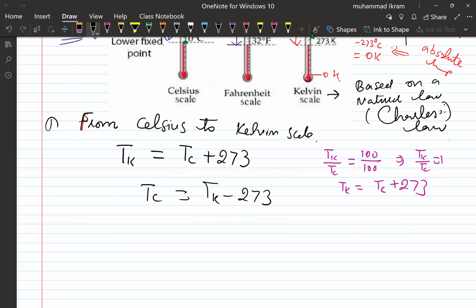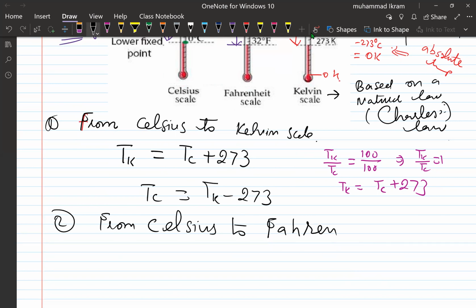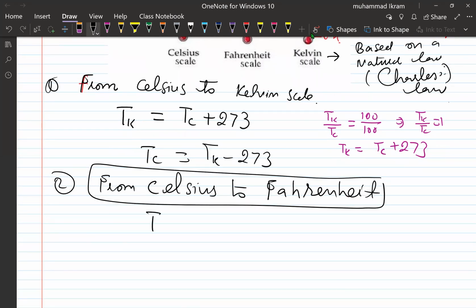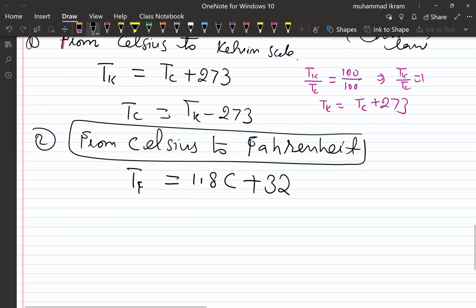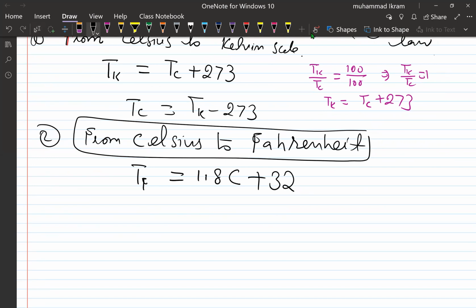Right? Similarly, from Kelvin to Celsius, oh sorry, this is what I did in both cases. Let me do from Celsius to Fahrenheit. Okay, so the temperature in Fahrenheit will be equal to 1.8 C plus 32. It is this, right? So this is also very easy.